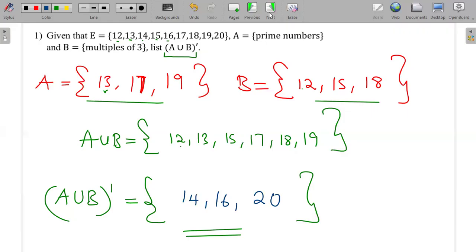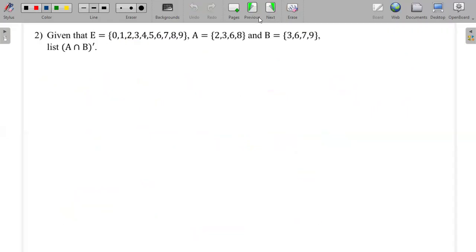Okay, so we move to question 2. This is question 2 here, and we're doing a similar thing. But the good thing about this one is that they've already listed out the A's and the B's for us. And this is the universal set. So they're saying list A intersection B complement. So first of all, we find the A intersection B, which will just be the common elements between this set and this set. Okay, so what is common between these two sets here? Okay, I can see I have 3 here, I also have 3 there. I have 6 here, I also have 6 there. So the intersection is going to have 3 and 6.